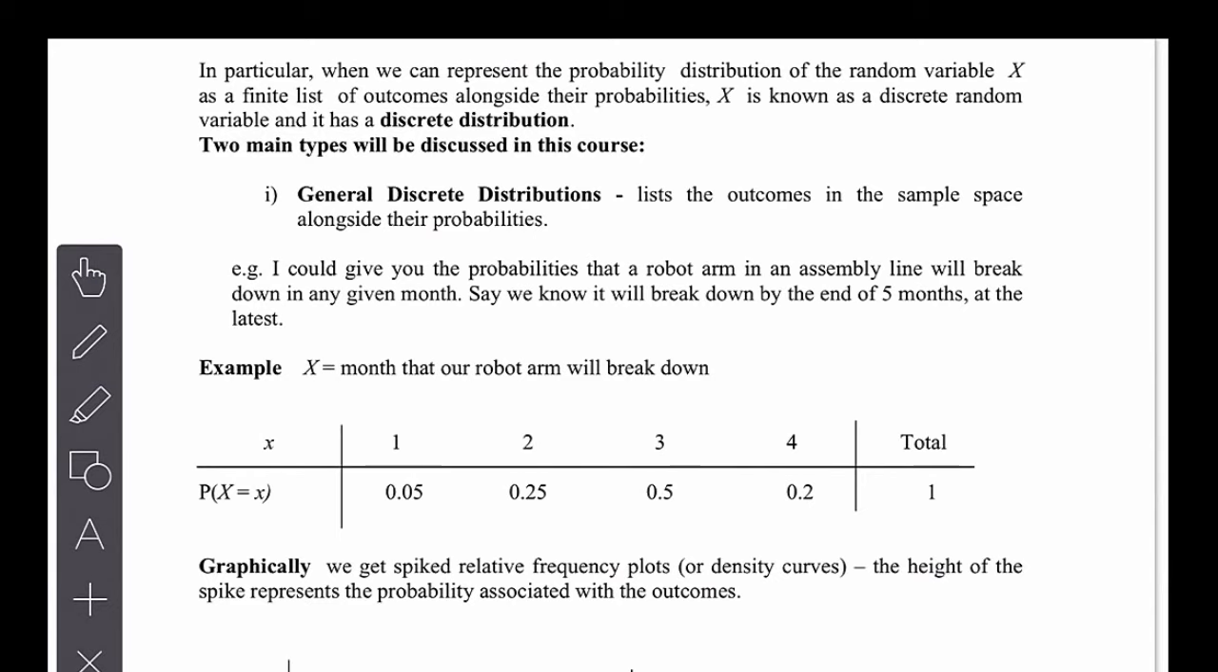So it's showing the chance that a robot arm will break down in the first month is 5%. Or in other words, 5% of all the robot arms will break down in the first month. 25% will break down within the second, 50% within the third, and 20% within the fourth, for a total that by the end of 4 months, 100% of them will break down. Okay?